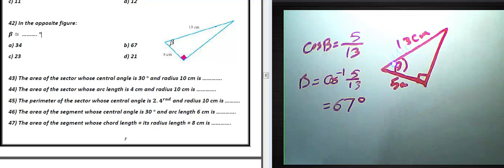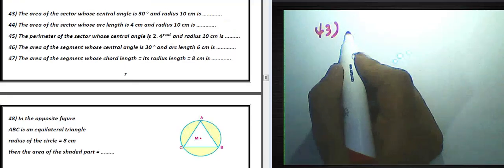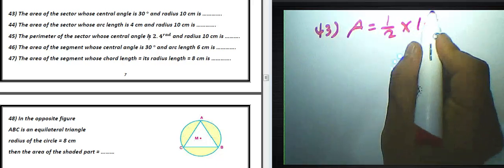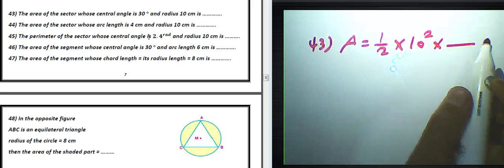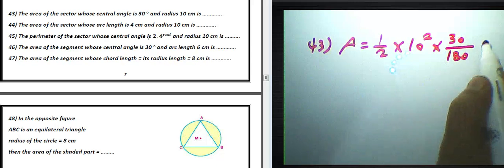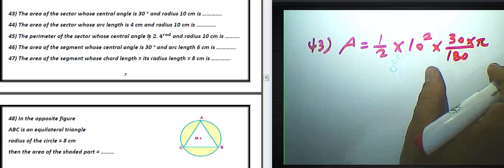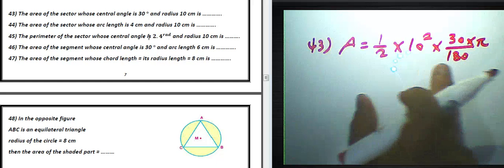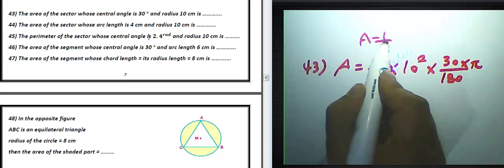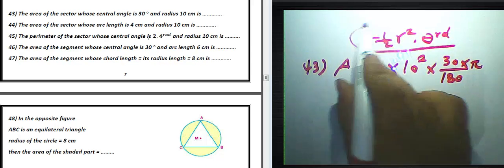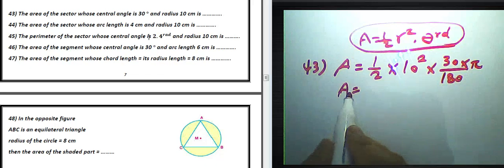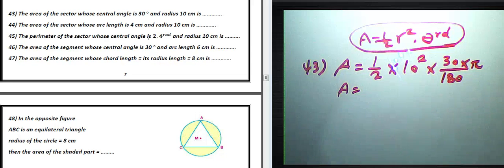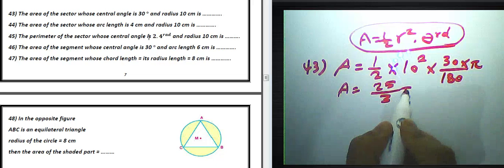Question 43. The area of a sector whose central angle is 30 degrees and radius 10 centimeters equals? We know the rule: area equals half multiplied by radius squared multiplied by theta in radians. 10 is the radius, and we must convert 30 degrees to radians: 30 divided by 180 multiplied by pi. To convert from degrees to radians you must use this rule, because area equals half r squared times theta in radians. Using the calculator you can find the result. It's very easy. The answer to question 43 is 25 pi over 3 square centimeters.